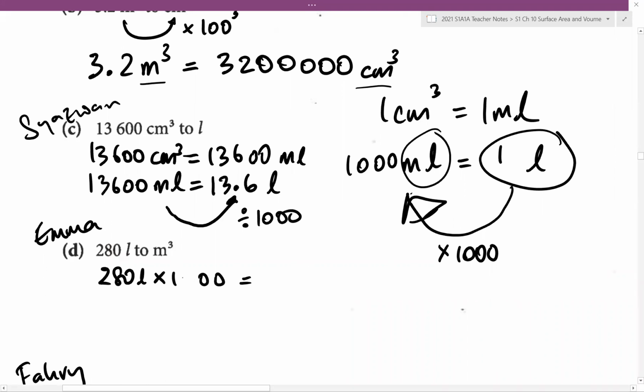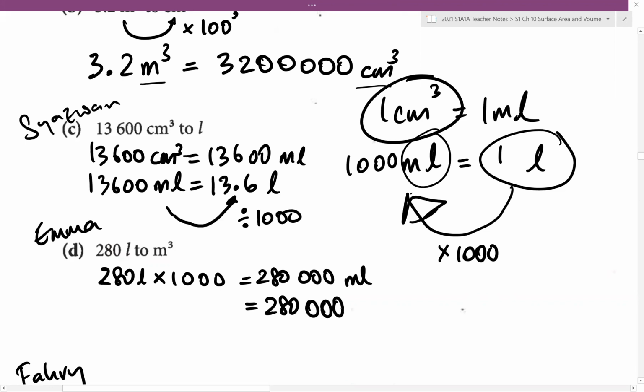So multiply by 1000 to get 280,000 ml. Now that we have it in ml already, we have to convert to cubic centimeters, which is actually the easiest because the number doesn't change. So 280,000 cm cube. Just change the unit. The number doesn't change. Next is to go from cubic centimeter to cubic meter.